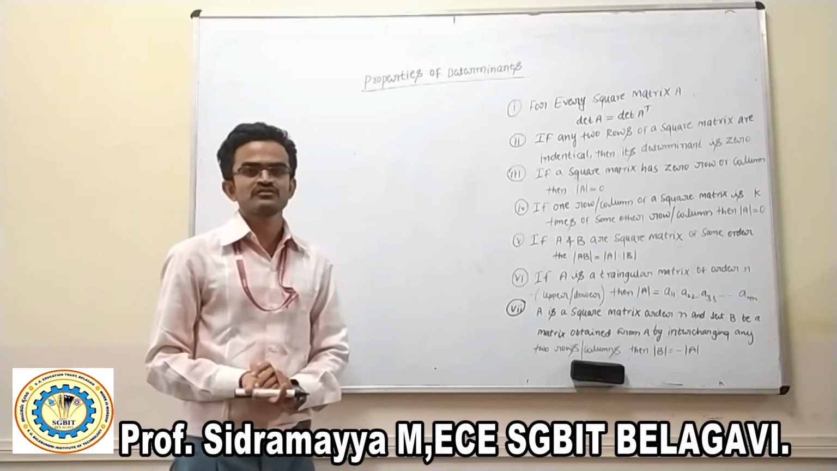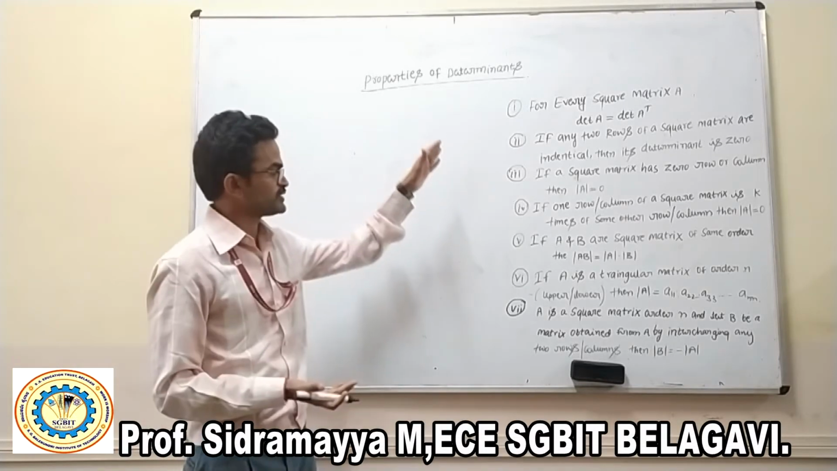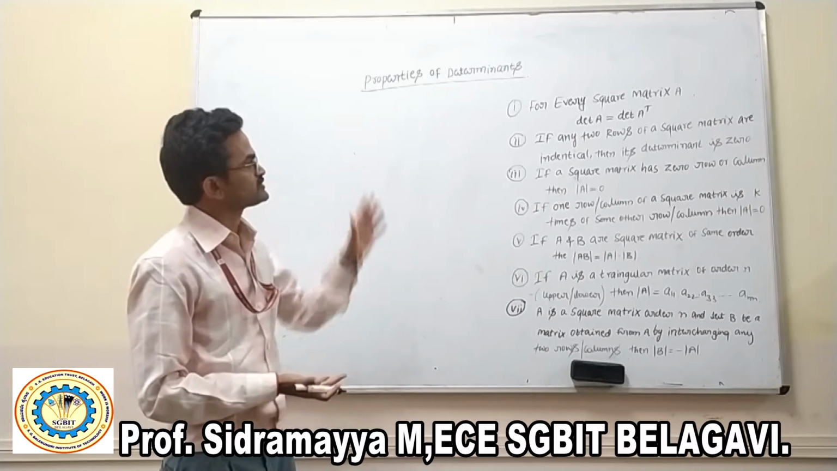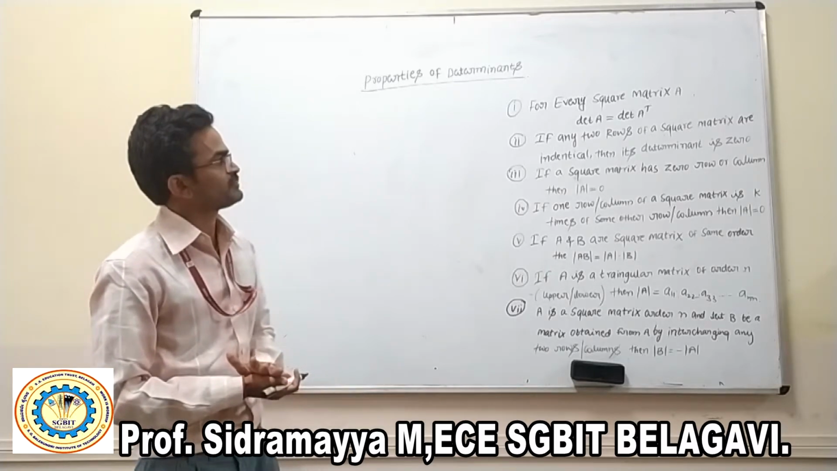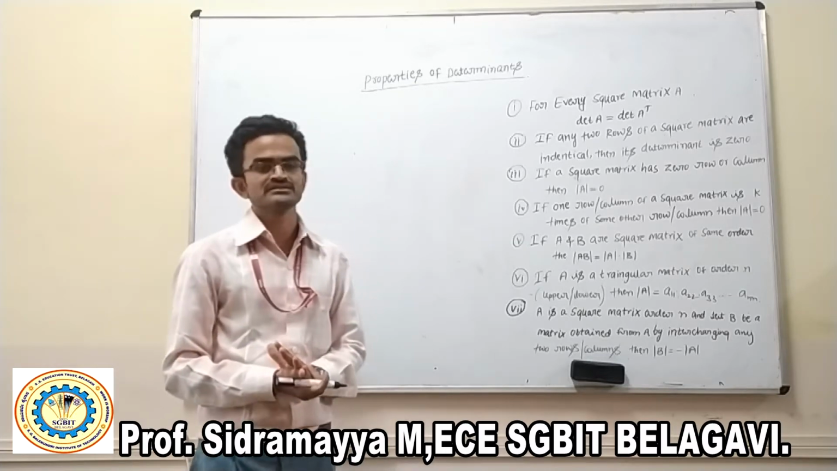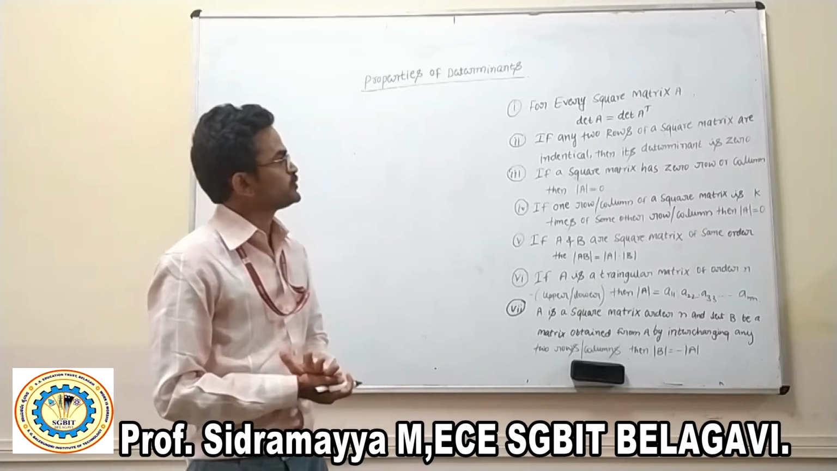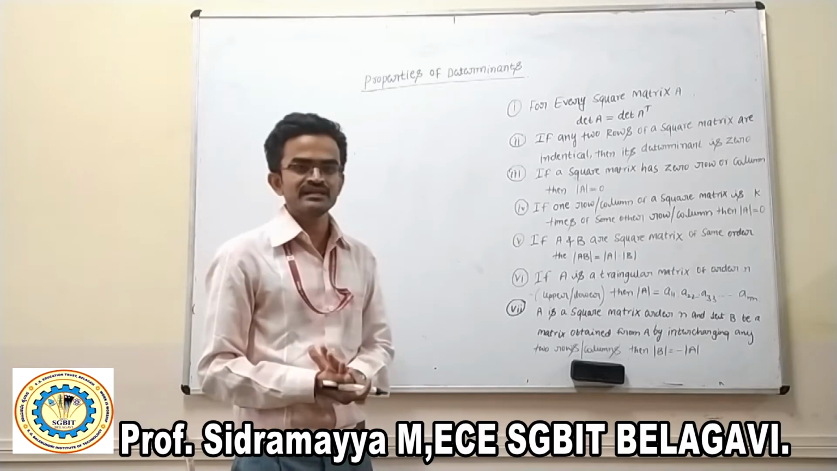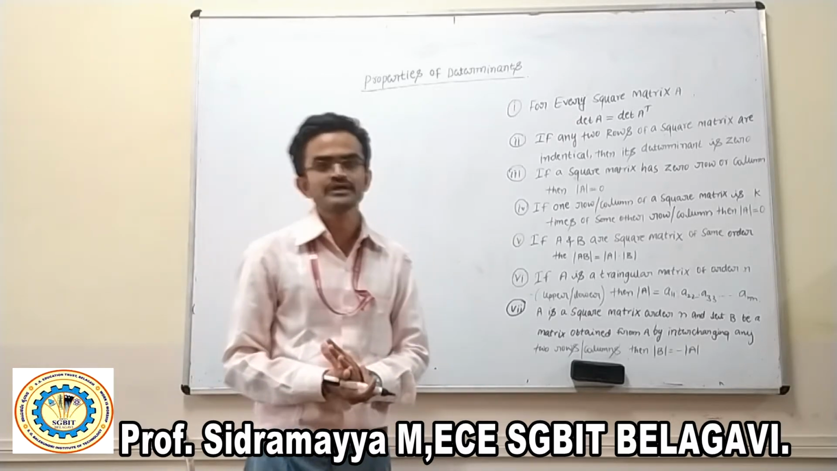About properties of determinants. I have listed some properties of determinants. So what are those? The first one is, for every square matrix A, determinant of A is equal to determinant of A transpose. The second one is, if any two rows of a square matrix are identical, then its determinant is equal to 0.